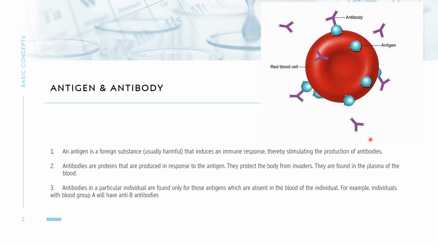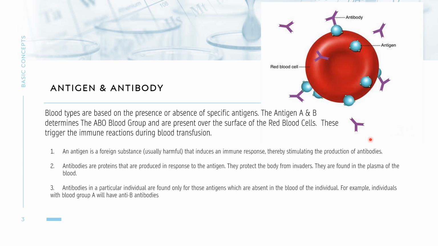Now, why are we actually trying to study these antigen and antibody reactions? That is because our blood groups are classified based on the presence of specific antigen like the antigen A and B or even antigen Rh. And these antigen, as I said, trigger the immune reactions when there is a blood transfusion that happens. So to ensure that the blood transfusion is safe, we need to understand these combinations of antigen and antibodies. We will look at them in much more detail in the subsequent slides.